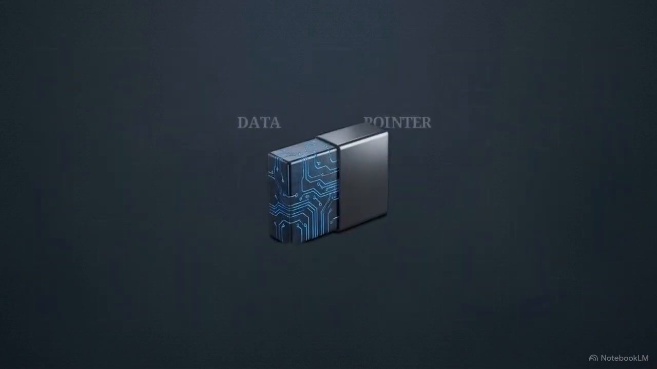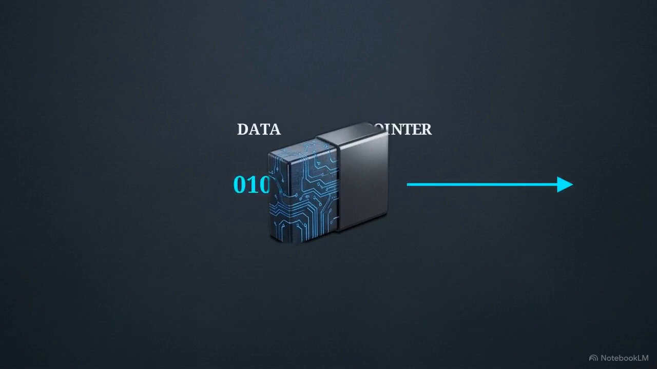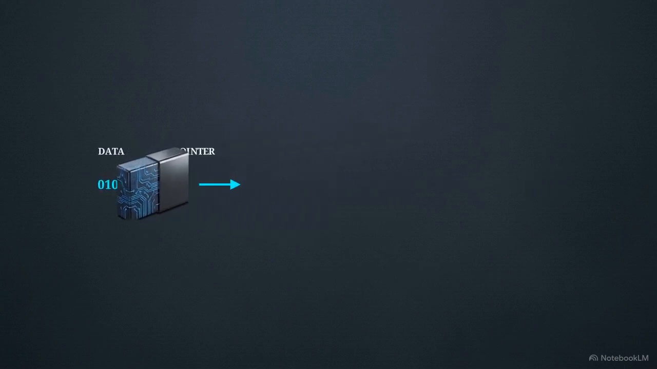The fundamental building block for this organization is the node. By splitting it into two parts, a node can hold a specific piece of data on one side, while the other acts as a pointer, directing traffic to the next destination in the system.